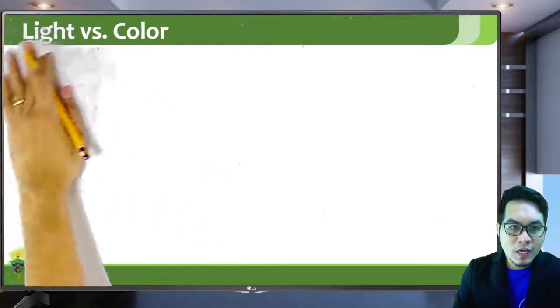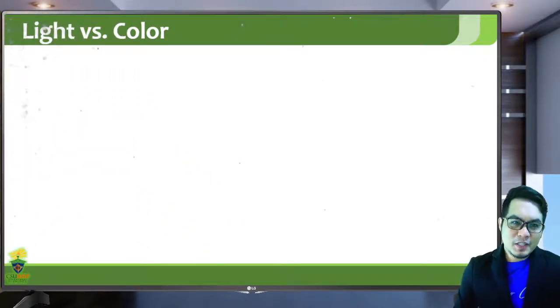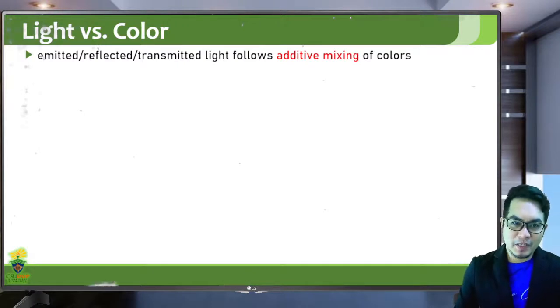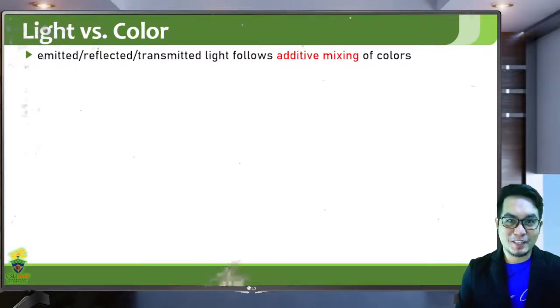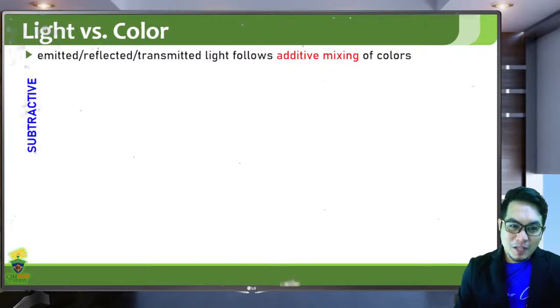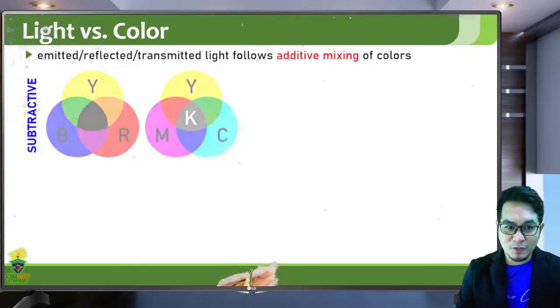So let's now relate: what's the relationship between light and color before we go to spectroscopy? The emitted light or reflected light or transmitted light from a material follows the additive mixing of colors. You must not be confused by this, because if you are studying photonics or optics or light in general, you must dispose of your ideas about color mixing, because what we are taught in grade school about color mixing is actually the subtractive mixing of colors.